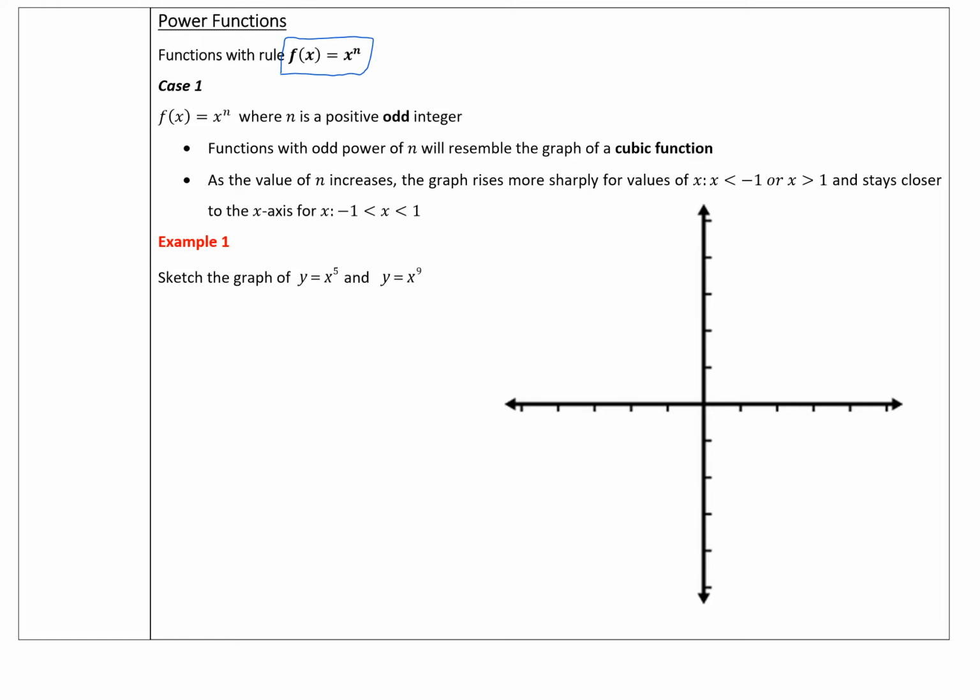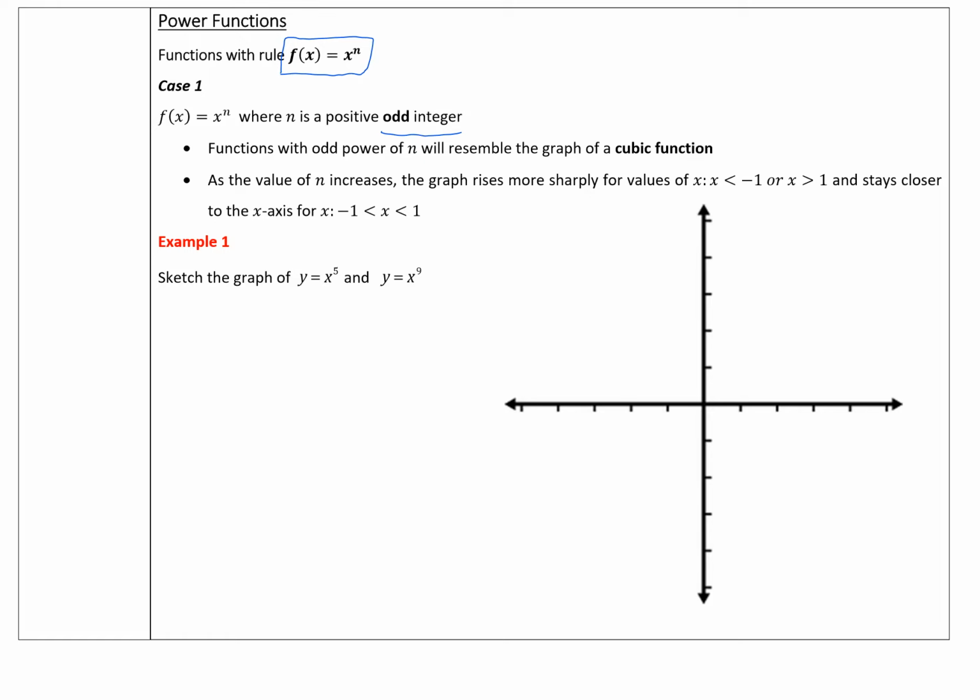Some of these are a little less obvious, such as the square root of x being x to the power of a half, or the third root of x being x to the power of a third. So in general for this video, we're going to be looking at case 1, where n is a positive odd integer. So we're looking at x cubed, x to the 5, x to the 7, etc. We'll also look at x to the n, where n is a positive even integer. So x squared, x to the 4, etc.